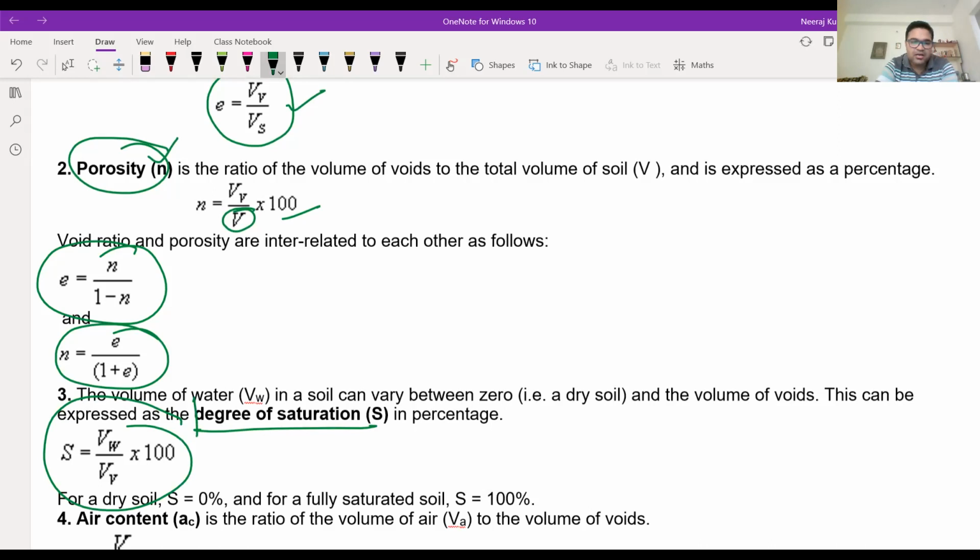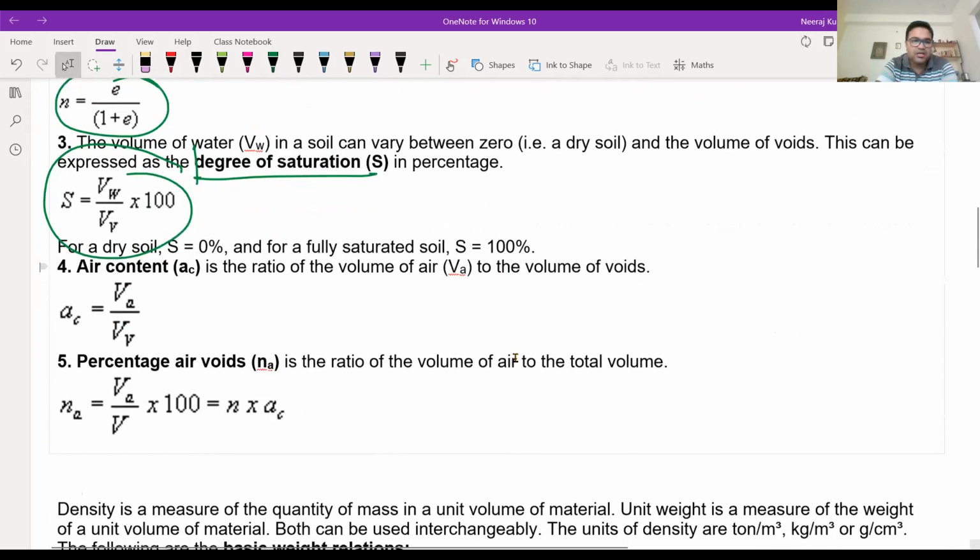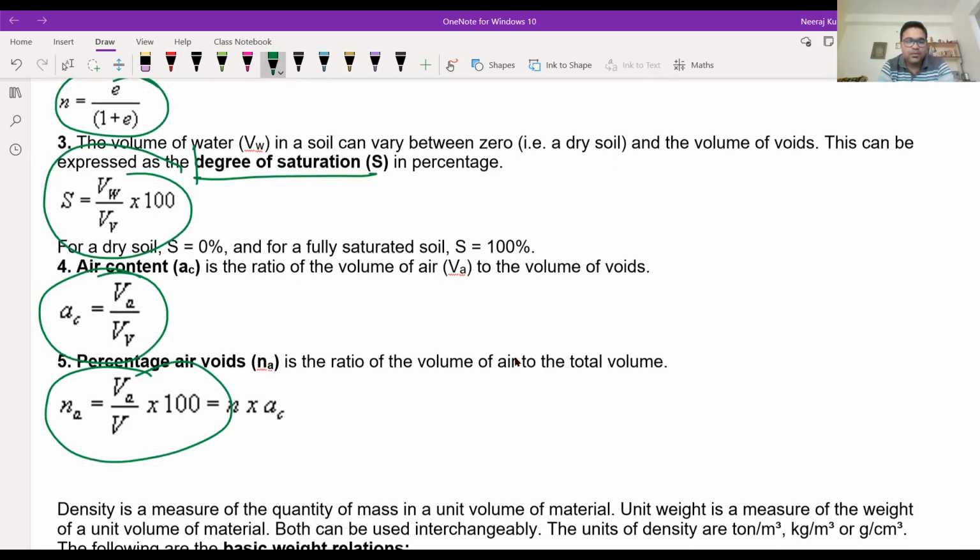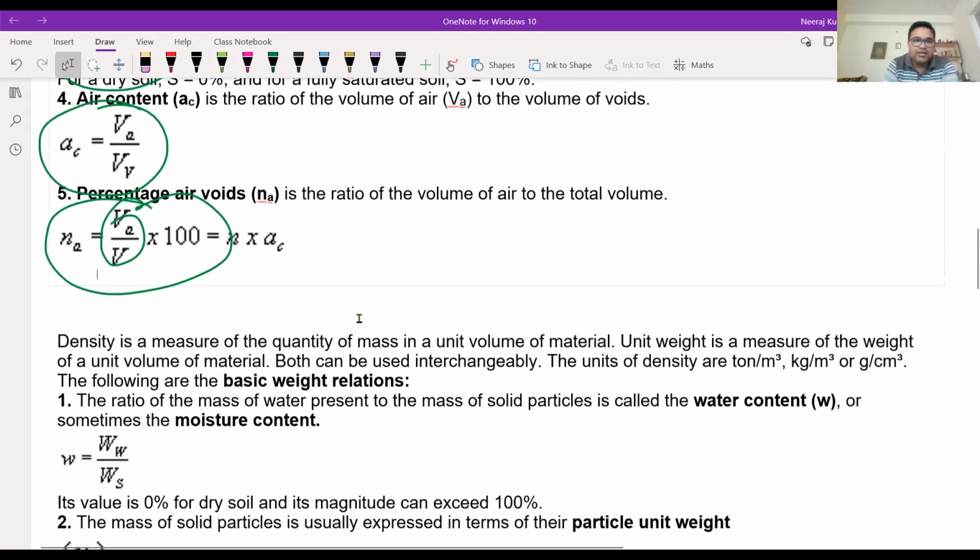Similarly, what is the air content in the soil? Air content can be defined as volume of air to the volume of void. Similarly, what is the percentage of air voids? We can find that as volume of air divided by total volume of soil. So that was the formulas related to the volume.